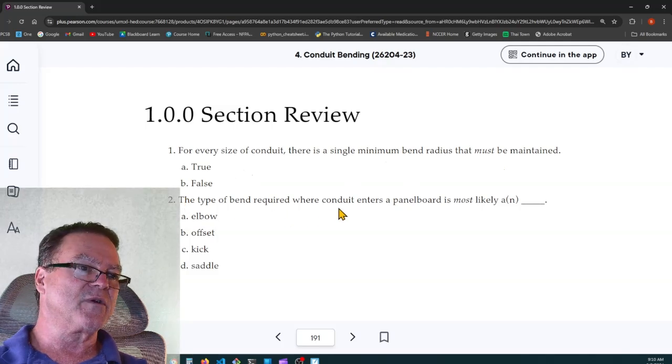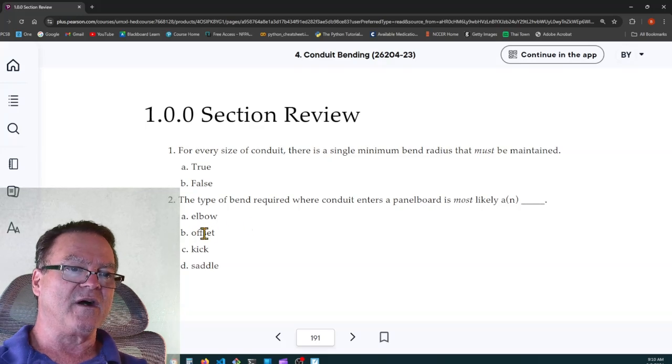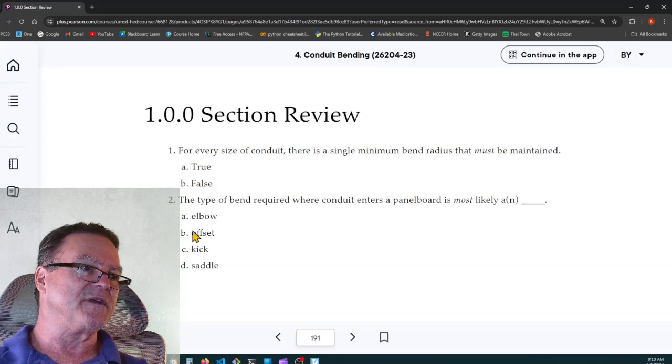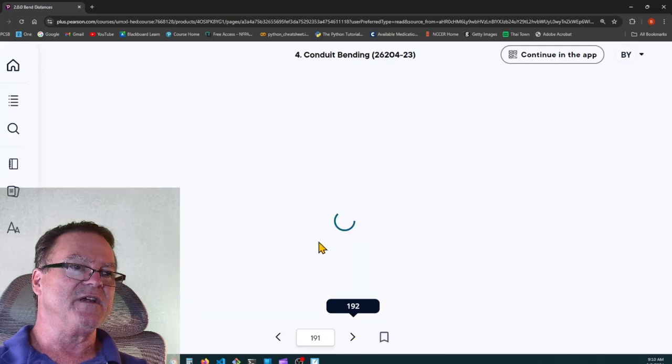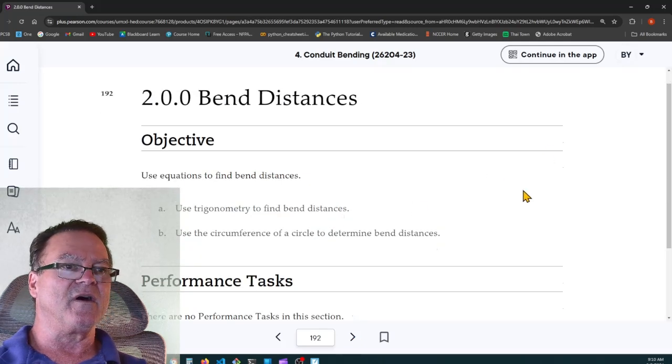The type of bend required where conduit enters a panel board is most likely a box offset. A little offset, very small in size. It just gets it to where it's coming into the box in a straight manner so you can get the lock nut or the connector on.